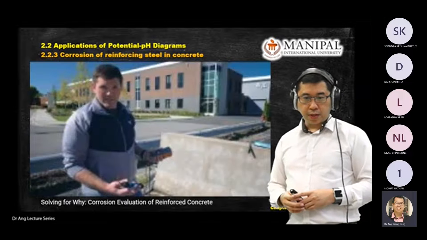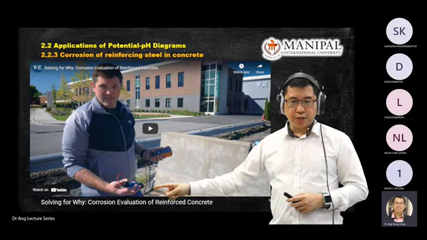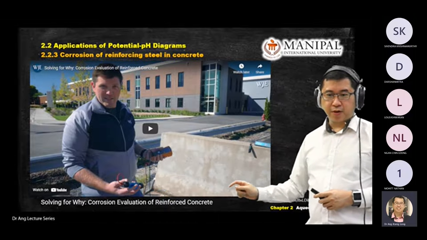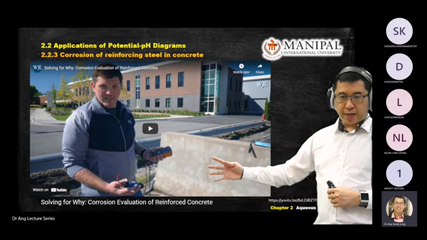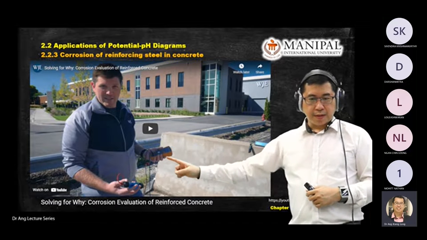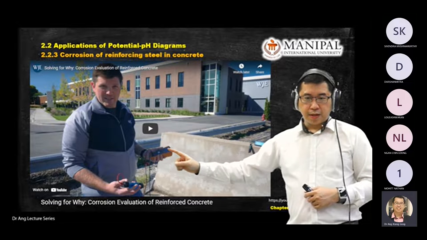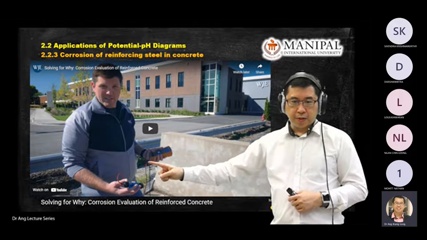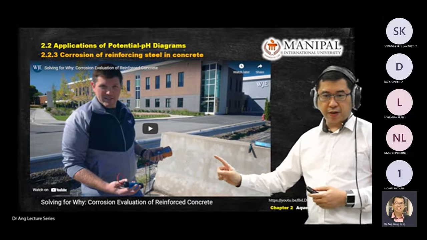Let's watch a video of how they do evaluation on the reinforced concrete. All right. So you see there's a concrete behind here, and later this guy here, he will use some potential emitter. He will use a multimeter with a positive and negative, and then he will measure some value over here.